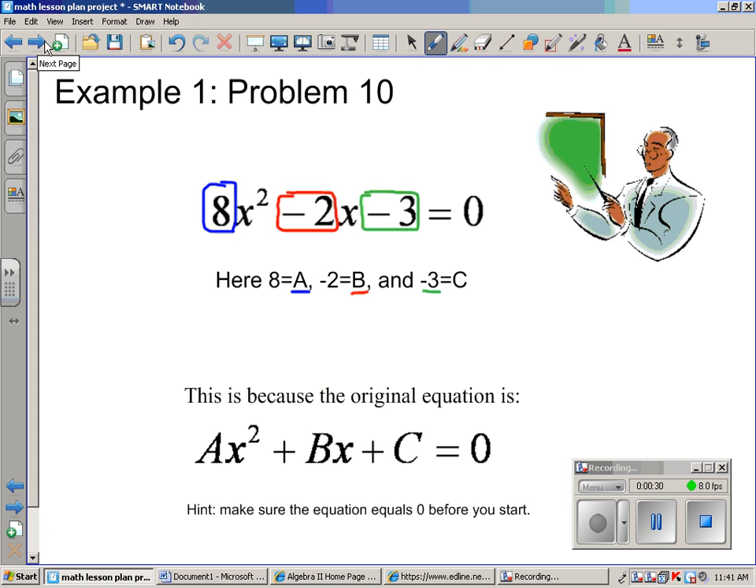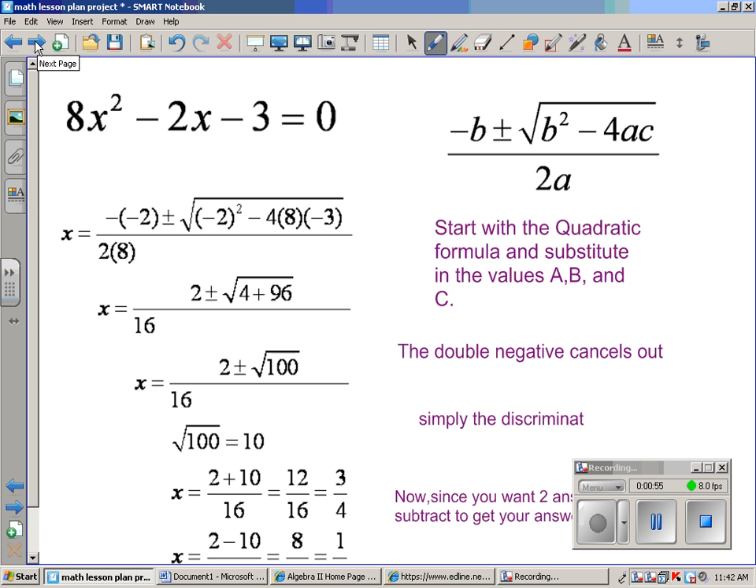Example 1, problem 10. So this is our first example, and the original equation is this: ax squared plus bx plus c equals 0. From this, we can see that 8 is a, -2 is b, and -3 is c. As a hint, you should always make sure that the equation equals 0 before you start, or else it just makes things a lot more complicated.